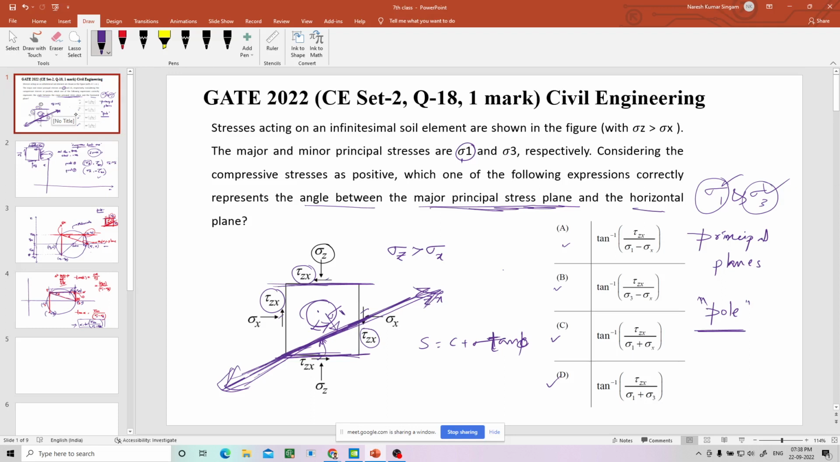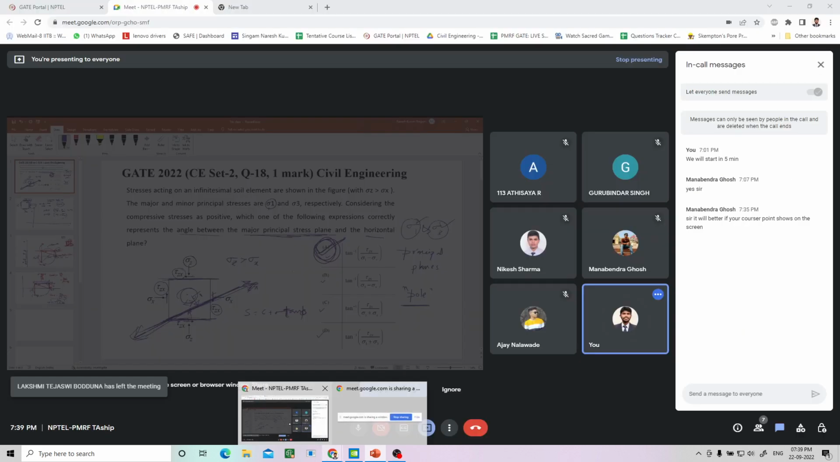Can any one of you tell me which option is correct? A. So this is the answer: tan inverse of tau zx by sigma 1 minus sigma x. I hope everybody understood. If you have any doubts, you can ask me. Does anyone have doubt?